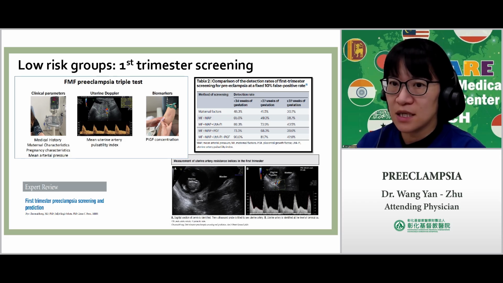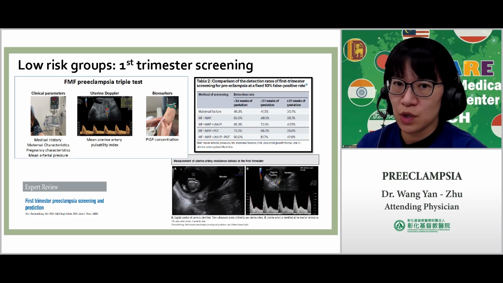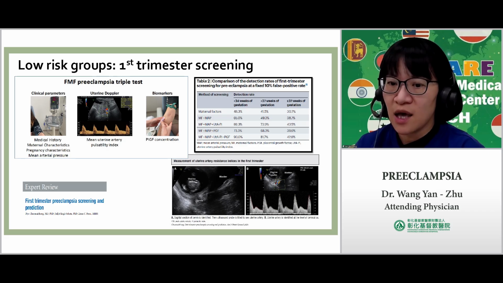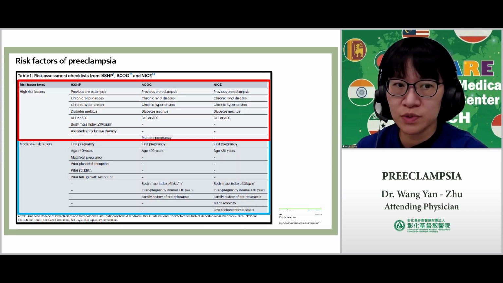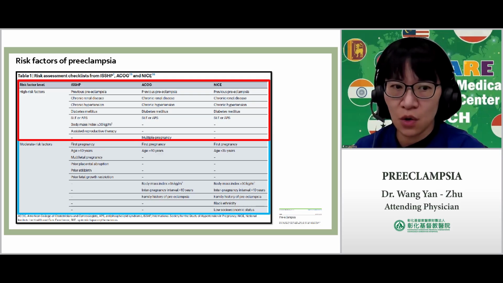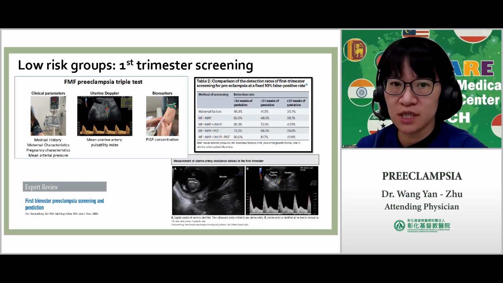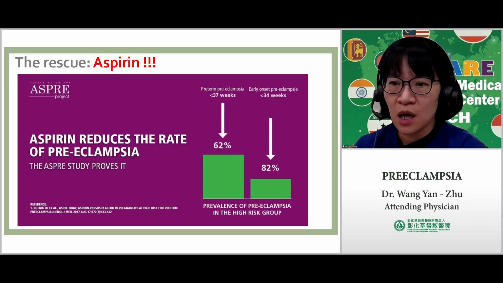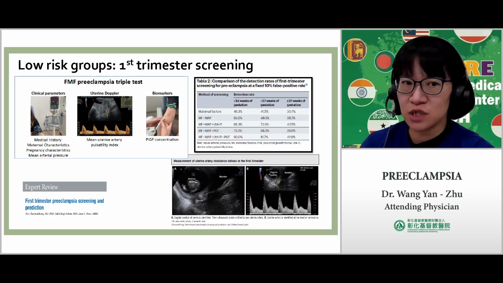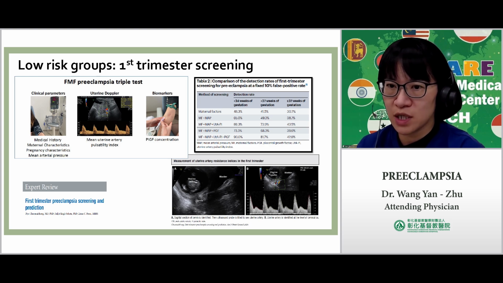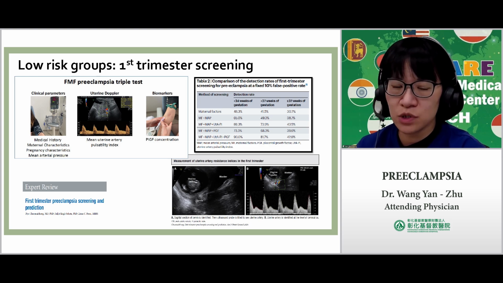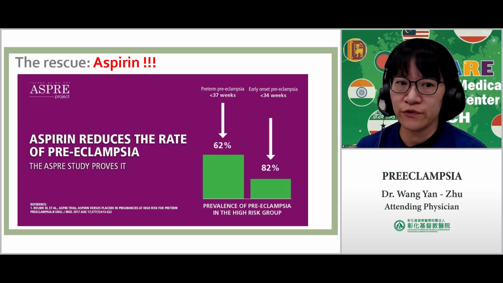So in my clinic in Taiwan, many people will do the first trimester screening. In my clinic, if my patients already have what I told before, the risk groups that are already high risk factors or they're moderate risk factors, I will just give them the aspirin. But if it is a first pregnancy and she doesn't have any risk factors, I will persuade them to do this FMF screening. Then if the screening shows that they have a very high possibility of preeclampsia before 34 weeks, then I will suggest they take aspirin.